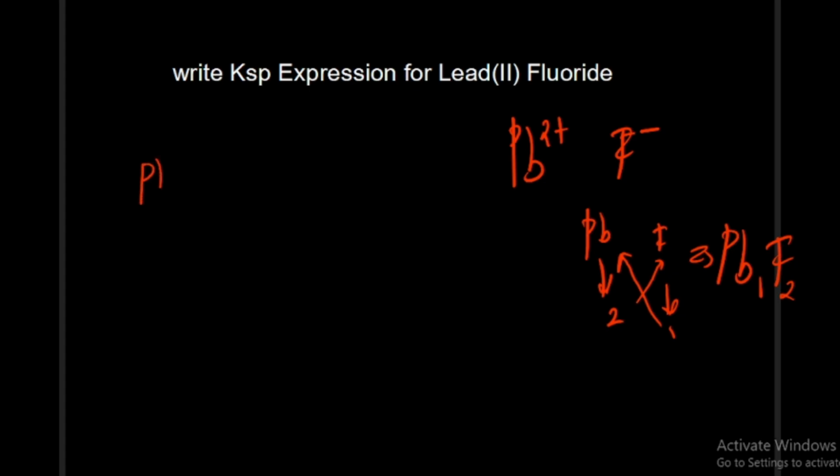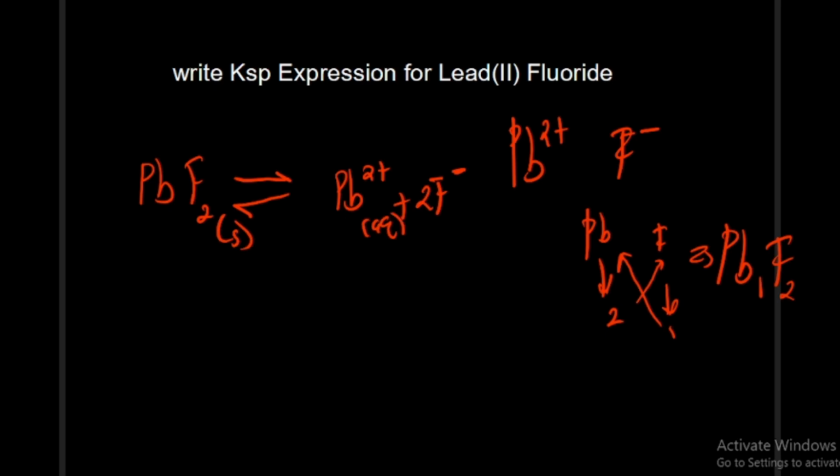So now let's write the chemical reaction here. It's going to be PbF2, then here we have Pb2+ and F-. So what you want to do here is to balance the equation. One atom of lead, 2 atoms of fluorine, so you have to put 2 here. Remember, this one is solid, and the others are aqueous.